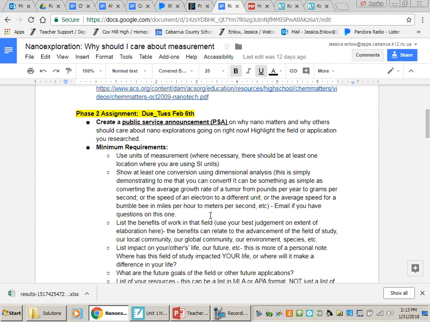Inside of that assignment, here's what I'm expecting. Somewhere you're talking about nanotechnology, talking about small things. Use measurement somewhere, so speak to some sort of unit, and then show one dimensional analysis conversion. If you're talking about cancer cells, you might convert from nanometers to kilometers. That's going to be a really silly conversion, but you're showing your process of dimensional analysis.